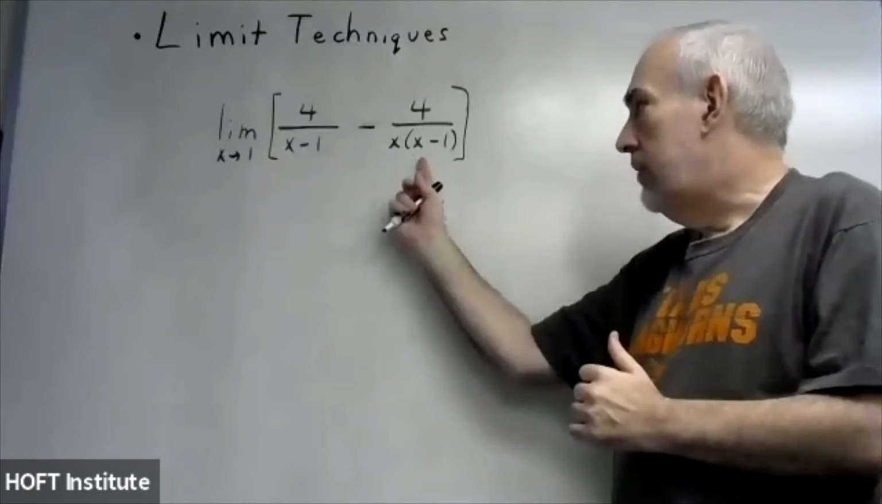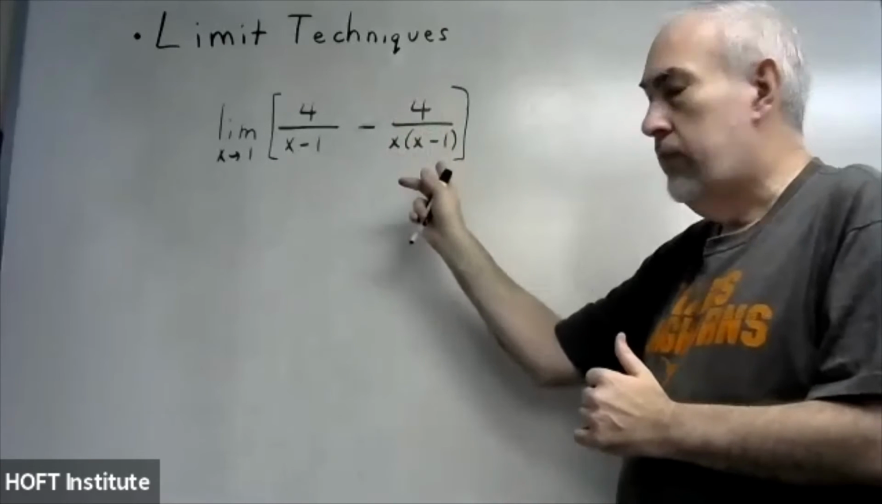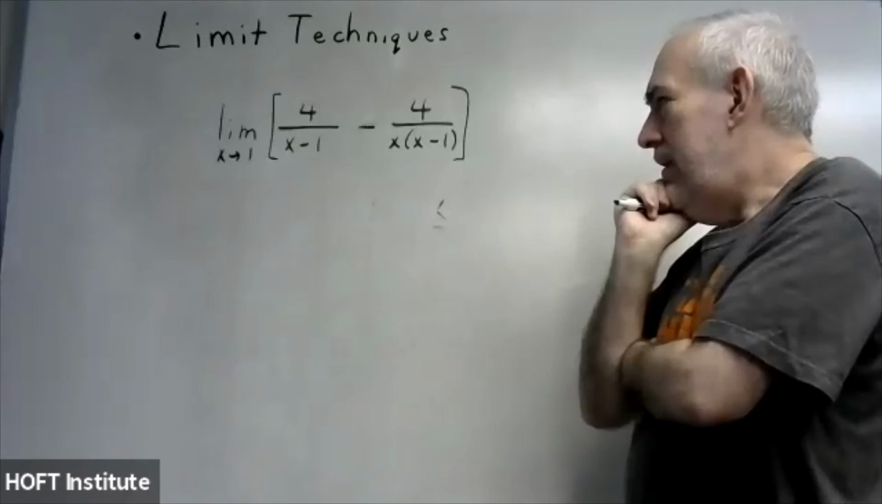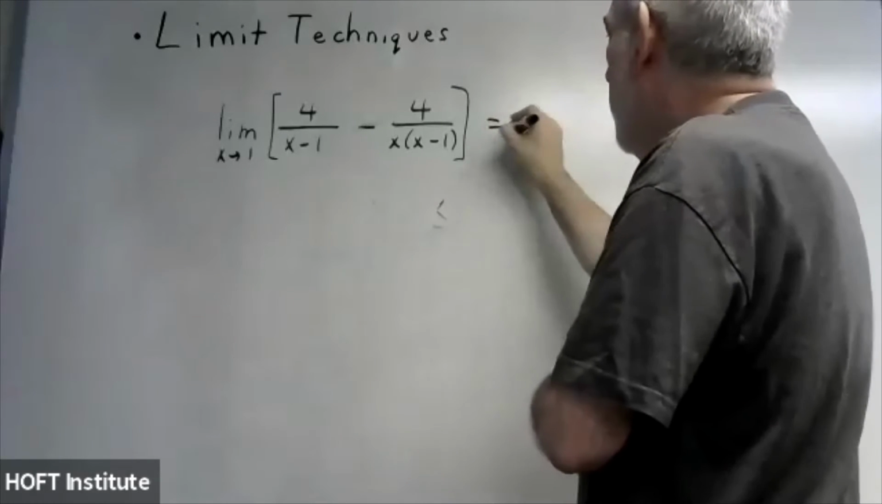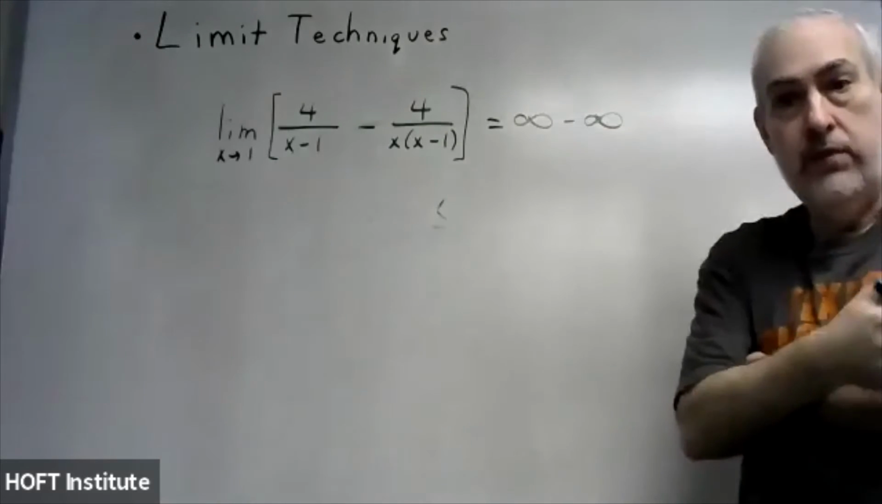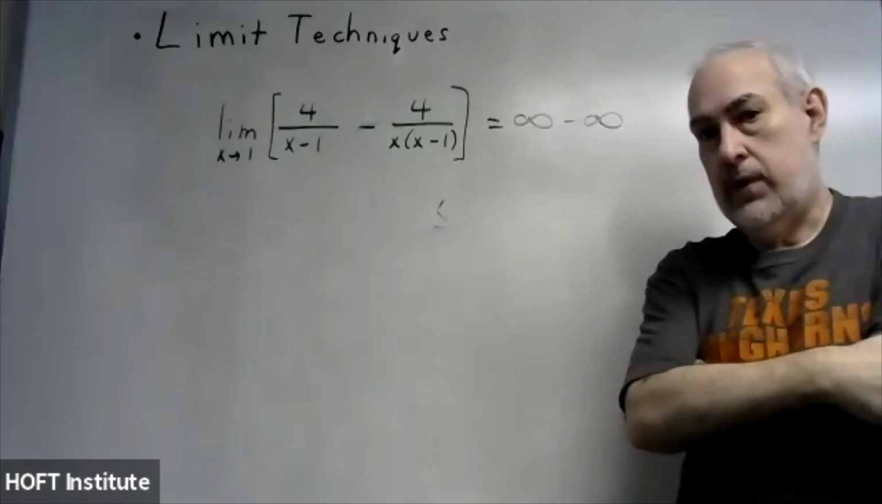And this has the exact same problem. If you plug in 1, you'd get a 4 over 0. Okay? So this is something that is another indeterminate form. It's an indeterminate form of the form infinity minus infinity. Okay?